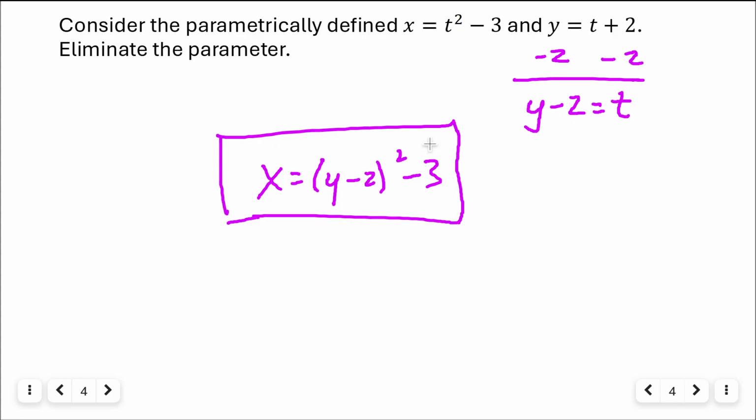Okay, and you can see that this would not be a function if you were to solve it for y. Right? You take the square root on both sides and you plus or minus. So you'd have 2 branches, a positive branch and a negative branch. So you'd have 1 branch up top and 1 branch underneath. So that would not be a function. Okay, but that's how you eliminate a parameter. Solve one of the equations for the parameter and then substitute it into the other.